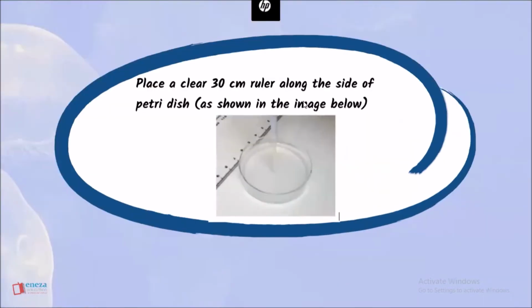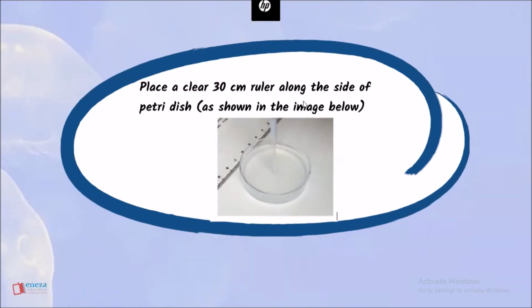Step 3 will be required to place a 30-centimeter ruler along the side of the petri dish as shown in the image below. Remember, we also put ruler as one of the requirements. So we will be required to place a clear 30-centimeter ruler along the side of the petri dish as shown in the image below.